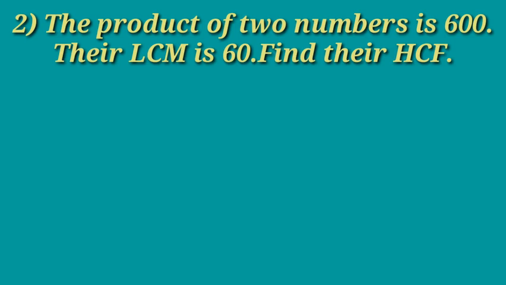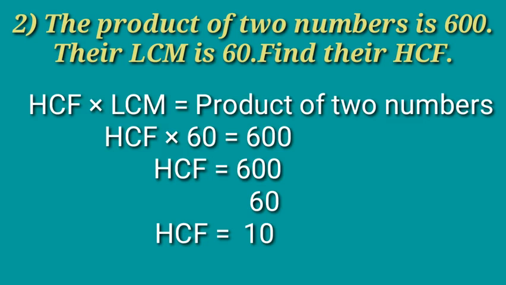Second question. The product of two numbers is 600. Their LCM is 60. Find the HCF. Here the product and the LCM are given, so you can find out the HCF. How? Same formula: HCF into LCM is equal to the product of the two numbers. Here HCF is not given, only the LCM, 60, is given. The product is given, 600. So in this question you can find out the HCF.